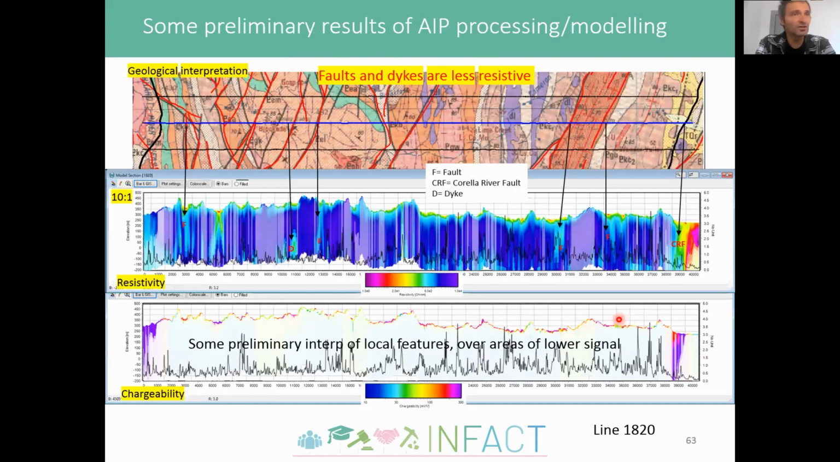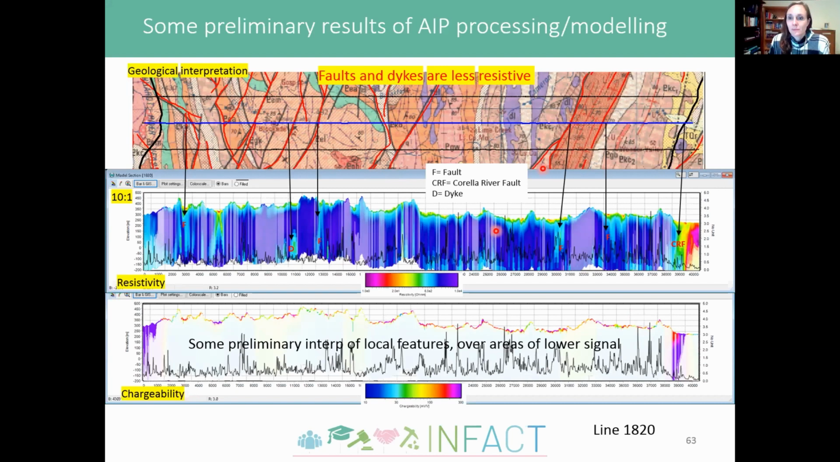Another comparison on another line, a much more resistive line. Basically, by applying the AIP modeling, we can actually resolve features within the resistive domain that would have been completely impossible without modeling IP. So these map faults can actually be seen in there. And the eastern edge of the Corella River fault is well imaged as a sharp resistivity contrast.